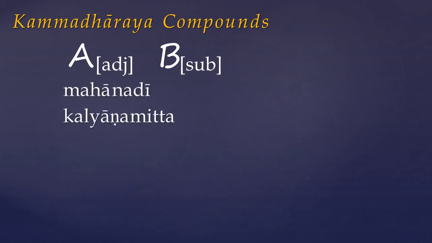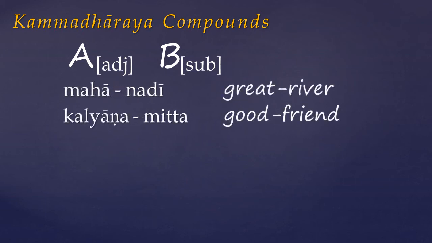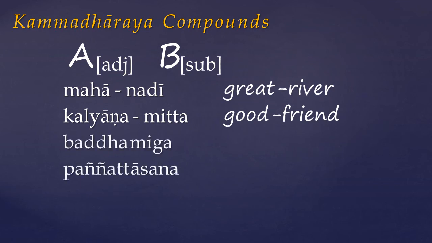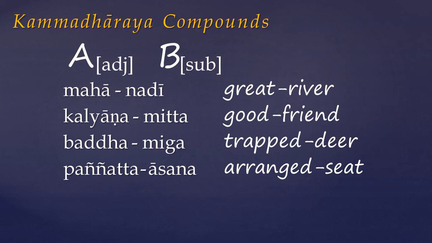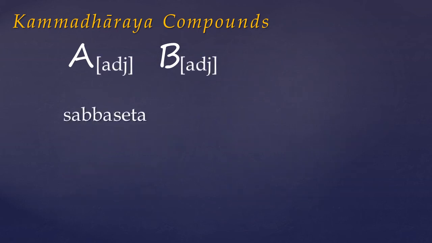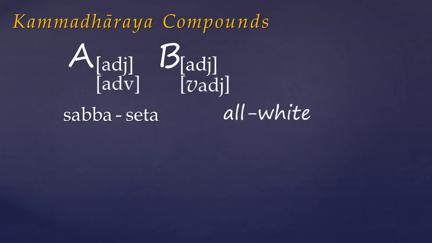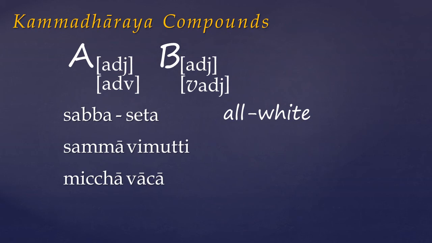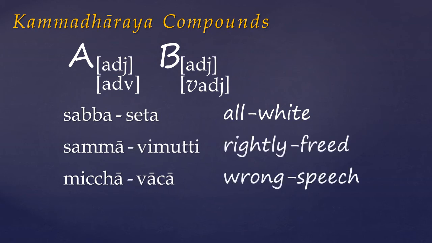An adjective qualifying a substantive is the most common, and the adjective can equally be a verbal adjective such as a participle. Like the English terms blackbird and greenhouse, the combination can imply more than just the sum of the parts. So here, black snake is not just a snake which happens to be black, but is a particular variety of snake. Double adjectives are also quite common, and this group includes adverbs, especially with participles. So we have rightly freed, or right release, and wrong speech.